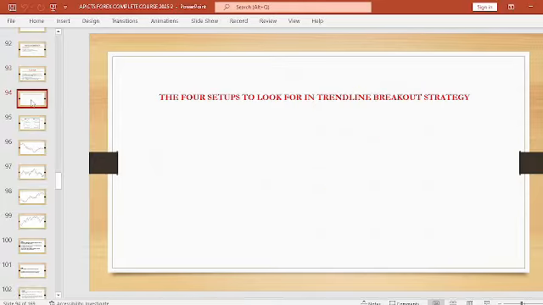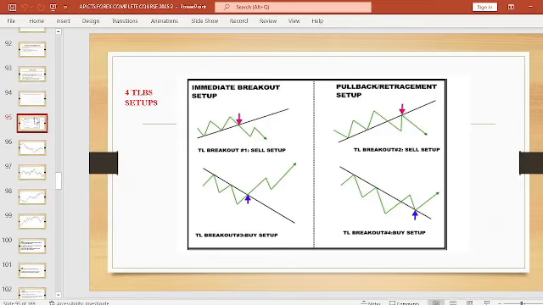When price breaks through, I said there are four instances. There are four primary setups you're supposed to be looking for when talking about the trendline breakout strategy. And here they are on my screen. First of all is the immediate breakout.